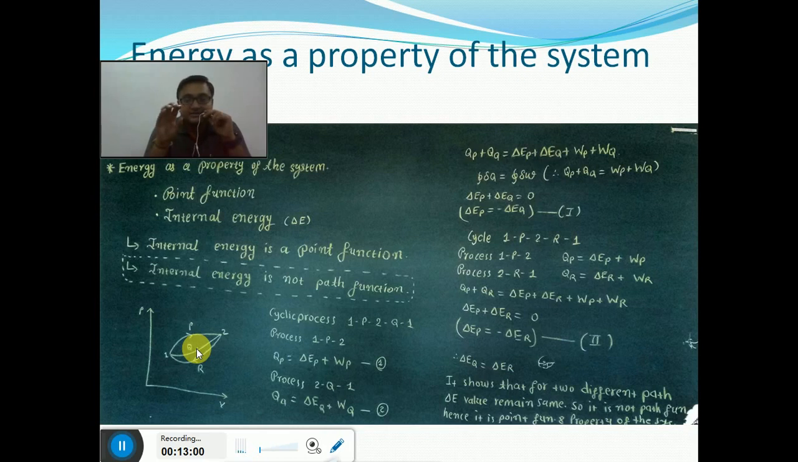If you are not understanding the words point function and path function, do not worry. I will surely upload another video on point function and path function. But understand well that property means point function. If anything is a point function, that is called a property of the system. That is the kind of thing you need to assume right now. I will surely upload the next video on it.